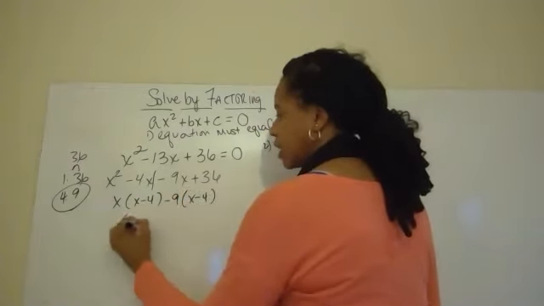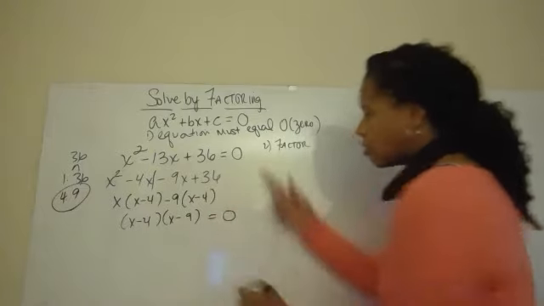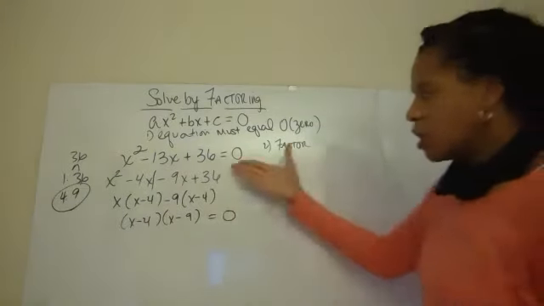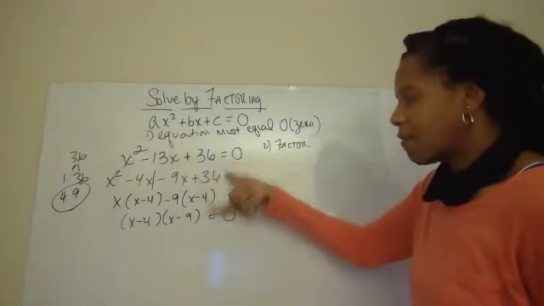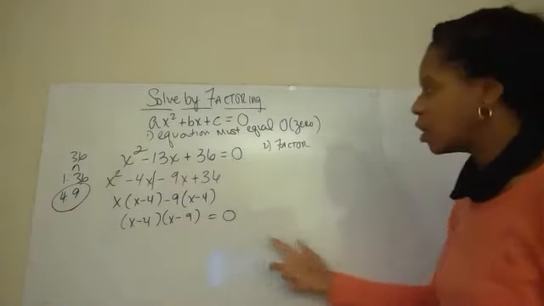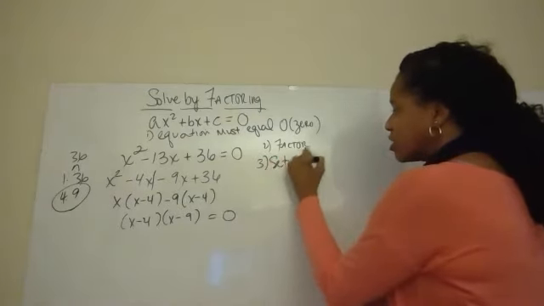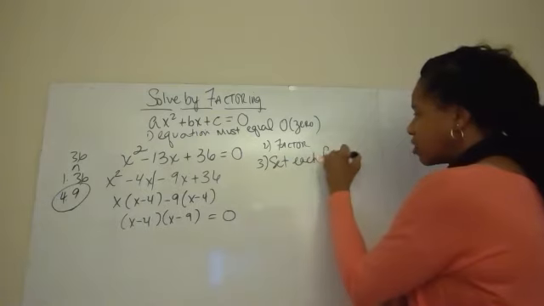So I would get an x minus 4 and an x minus 9. And then I'm going to bring down my equal 0. So you can factor it however you factor. So I factored my problem. I got x minus 4 and x minus 9 is equal to 0. Once you have it factored, you're going to set each factor to 0.